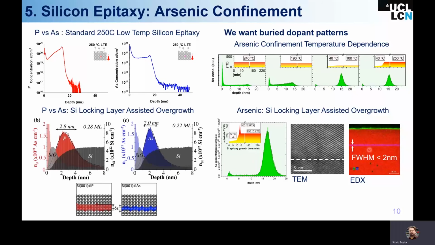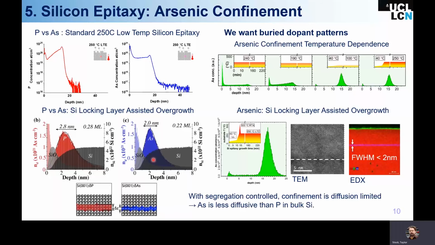Turns out if you use this locking layer technique with the phosphorus, you also get better confinement, but compared to the arsenic, it's less confined. So arsenic turns out to be the better confined of the two species once we have accounted for and controlled the segregation. So you can now imagine possibly doing some different advanced fabrication with these different responses to the substrate temperature during overgrowth.